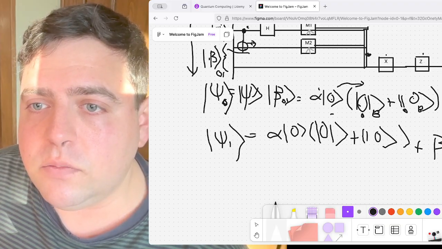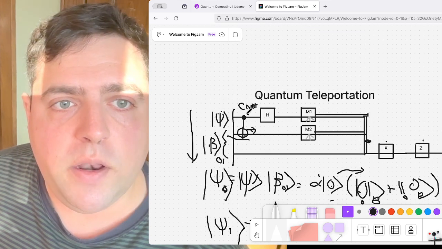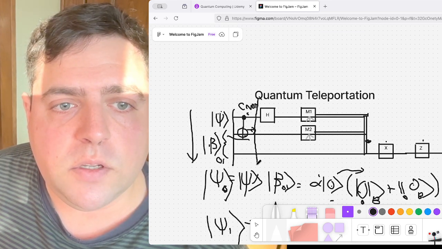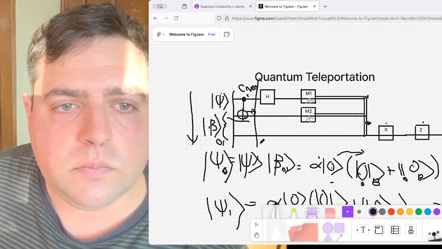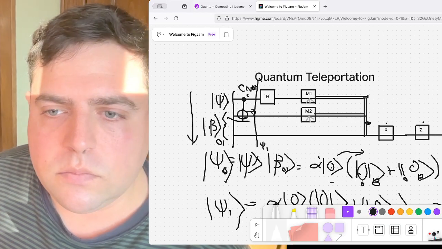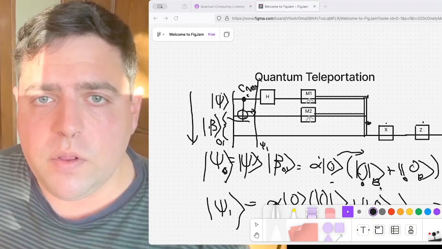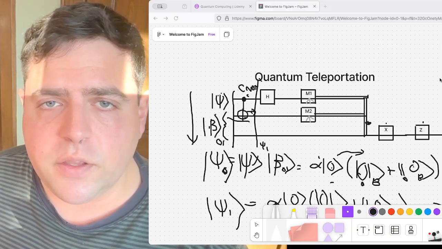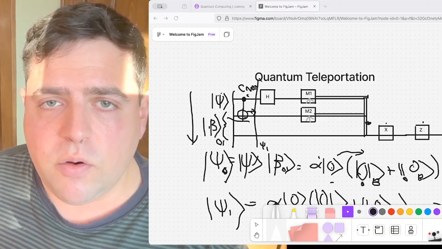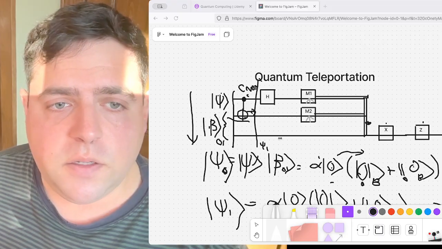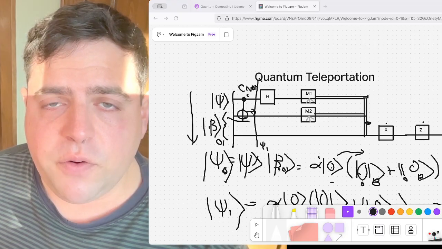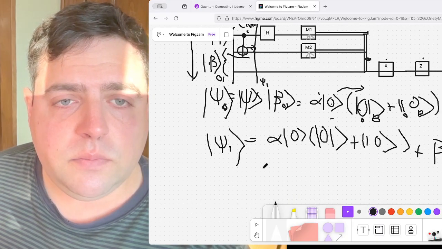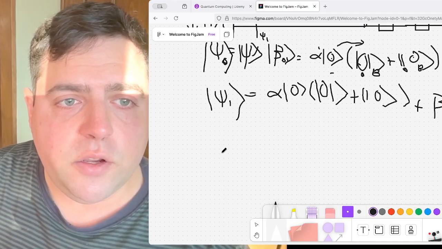Plus 0, 0, right? So that's psi 1 after it's gone through the CNOT. Okay, and now it's gone through this gate here, the psi 1 gate. Now we're ready to send only the first bit, this one here, through this Hadamard gate to attain psi 2.